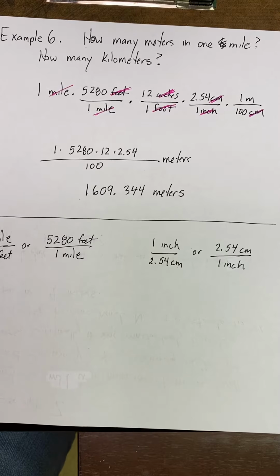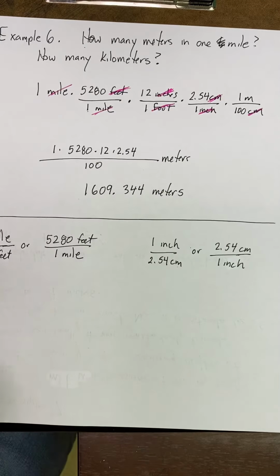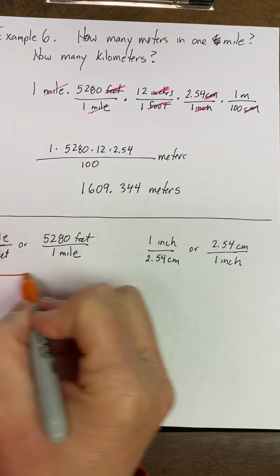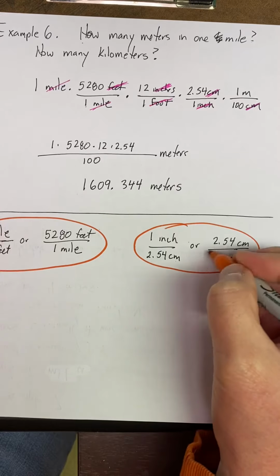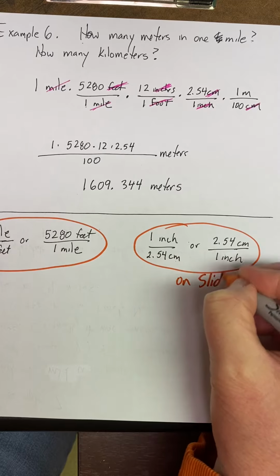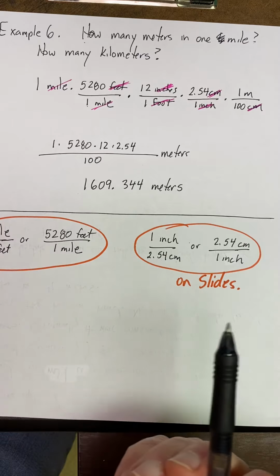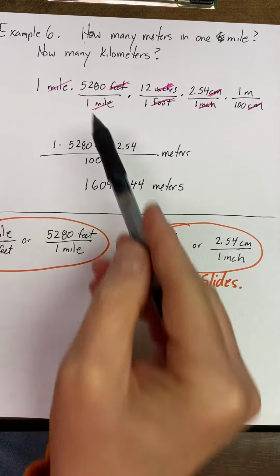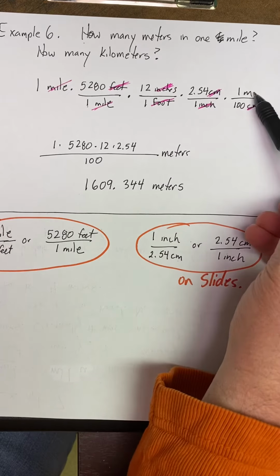Okay, so let's continue on with this example 6. How many meters in a mile? The only thing I knew relating the topics were I knew how many feet were in a mile and I knew how many centimeters were in an inch. This was on the slides, whether you saw it or not, but you could have looked it up. So how many meters in a mile? I went through feet to inches, which let me go to centimeters, and which I then changed to meters.